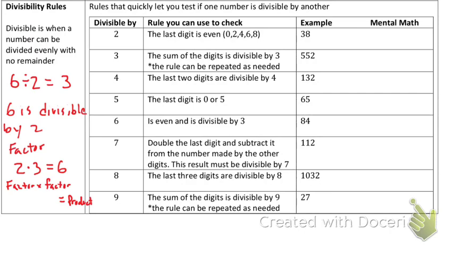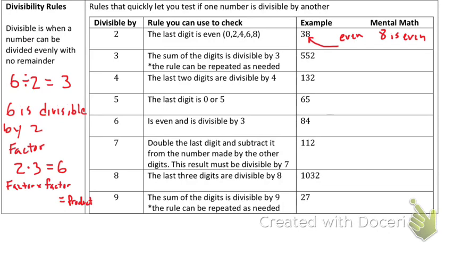Okay, so here's some explanation on these rules. In order for a number to be divisible by 2, we simply want to look at the last number. If it's even, then we can divide it by 2. So 38 is divisible by 2 because 8 is even. All right, so divisible by 2 is pretty simple.